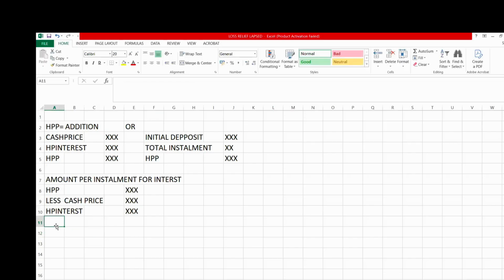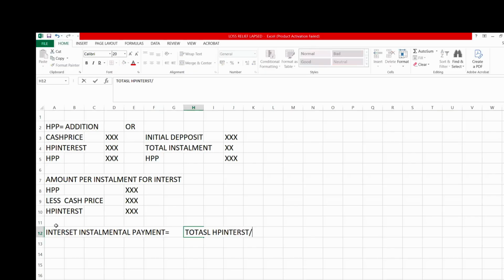So this amount per installment for interest will now be determined as the interest per installment, which will be equal to the total hire purchase interest, which we arrived at earlier, divided by the number of installments.